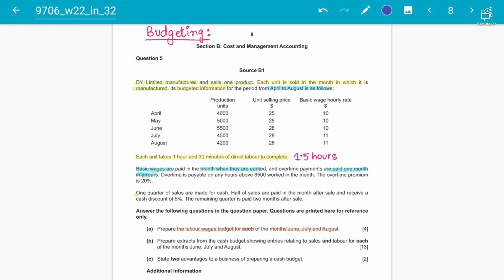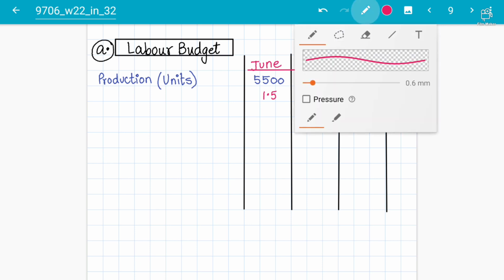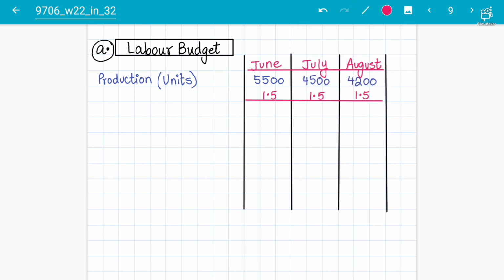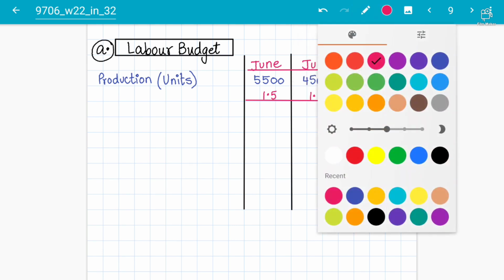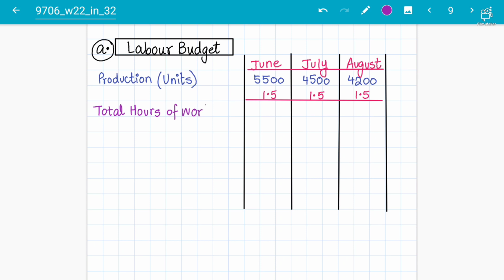The next thing is that each unit takes 1.5 hours, so we'll have to get the number of actual hours worked. You multiply by the 1.5 hours, because if one unit requires 1.5 hours, then how many total hours will be required? So the total hours worked in June, July, and August, the total hours needed for production, that we are working out. Make sure, students, you have a calculator.